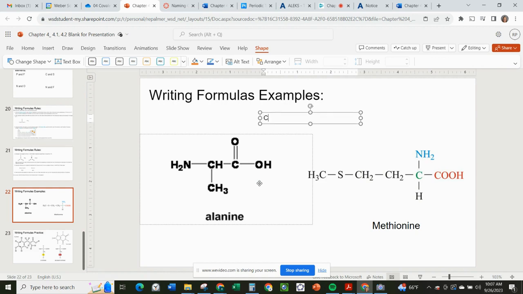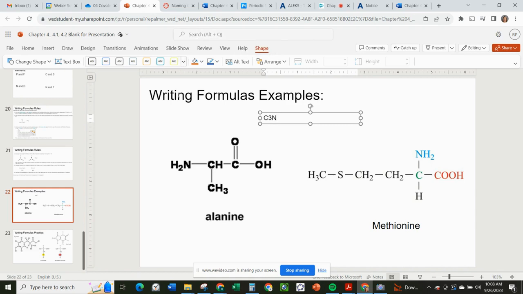So I see I have carbon. Let me count those up. 1, 2, 3, 4. Oh, it's just 3, excuse me. 3 carbons. I'm just going to put the 3 here, and then I'll go back and fix the subscript. And then what else do we have?